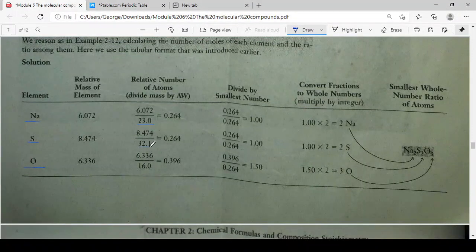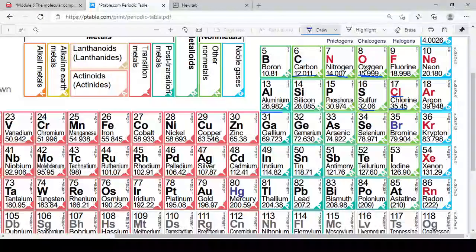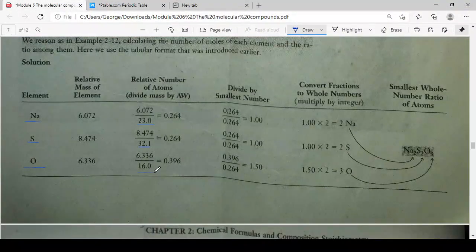Again, you divide the relative mass of your elements by their atomic weight. Divide your mass by their weight. And lastly, oxygen: 15.999 is rounded off to 16. Therefore, it is 16 as well. And you now have your answers of 0.264, 0.264, and 0.396. Next, divide them by their smallest number.